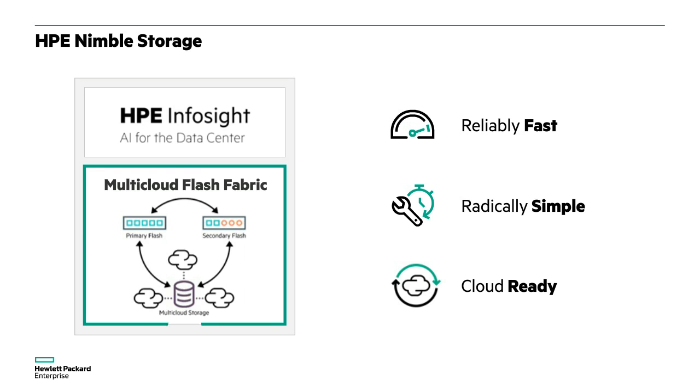Now that we've covered InfoSight, let's look at the second component of the Nimble Storage platform. This is what we call the multi-cloud flash fabric, which again combines primary flash arrays, secondary flash arrays, as well as multi-cloud storage to deliver flash seamlessly across all of these dimensions. So let's take a closer look.